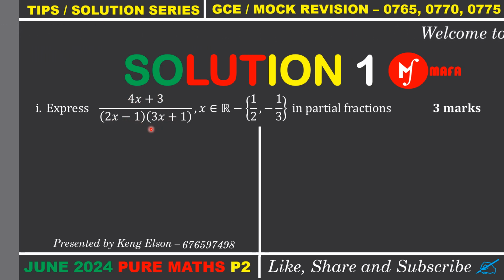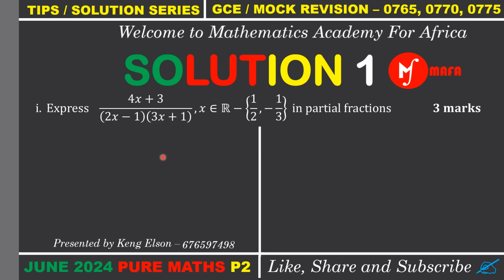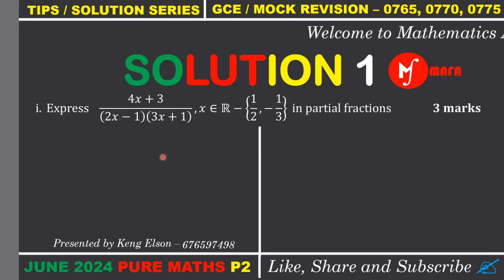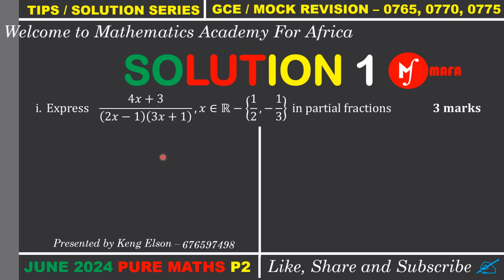1 is less than 2, so this is a proper fraction. When it is a proper fraction, we go straight away to the partial fraction resolution. If it is not a proper fraction, we first of all carry out long division before we start the partial fraction resolution, if necessary.